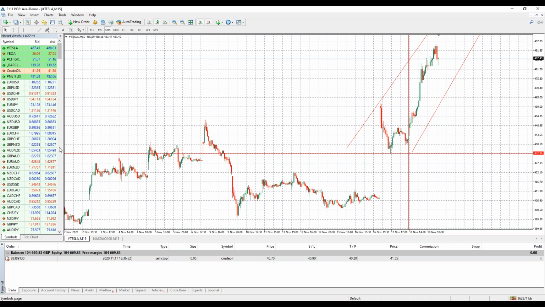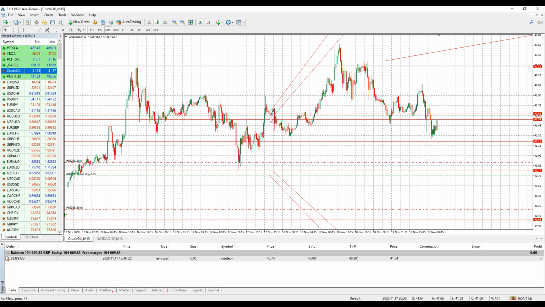Okay, so let's take a look at some assets that make sense for what we're looking at today. And by the way, Tesla's not moving right now because it's a US stock. The stocks don't move until the market that they're from opens, and US market didn't open yet. Let's look at crude oil.